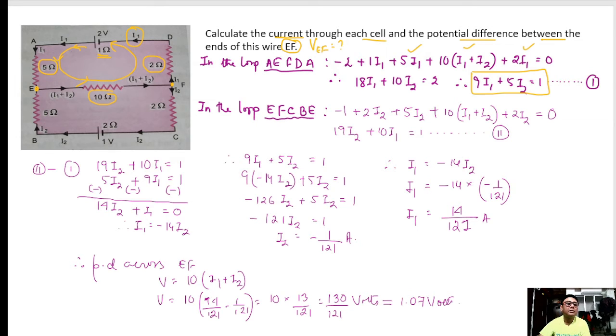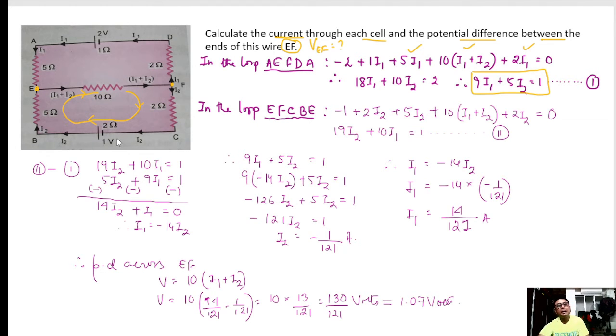Next, let's see the next thing, friends. Let me erase it so that I can show you the next part clearly. Okay, so in the next part we have chosen the loop EFCBE. So we are moving like this, a closed loop.